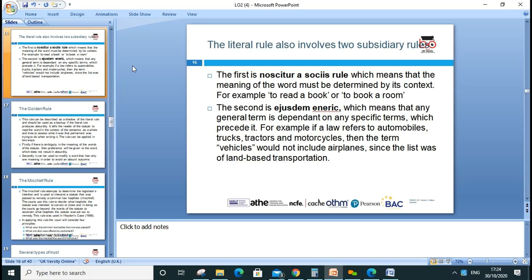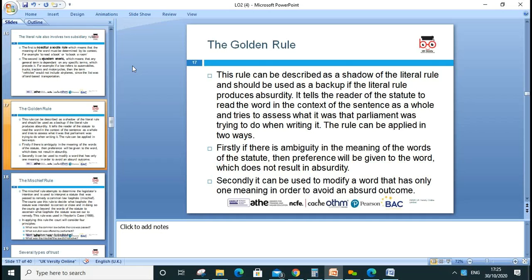Second, ejusdem generis, which means that any general term depends on the specific terms beside it. For example, if a law refers to automobiles, trucks, tractors, and motorcycles, then the term vehicle would not include an aeroplane, since the list is of land-based transportation. Any question? No. So now we have discussed the literal rule.